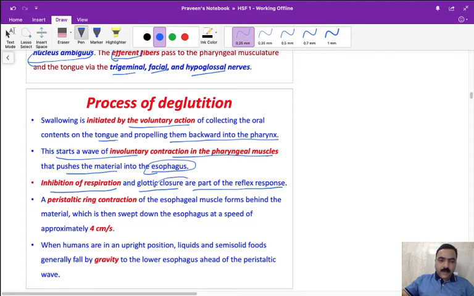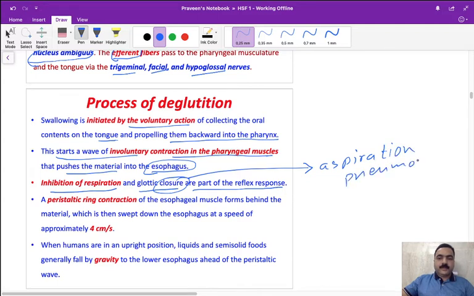If this closure does not happen, then you get what? Aspiration, which can cause complications like aspiration pneumonia. Especially seen in alcoholics, because their muscles will be weak, and when they try to eat, they may end up in aspiration pneumonia. The food particles can go into the trachea.